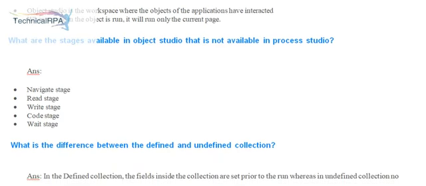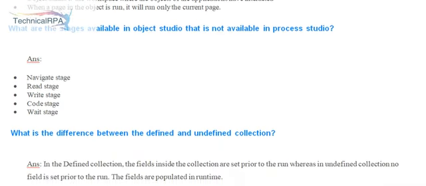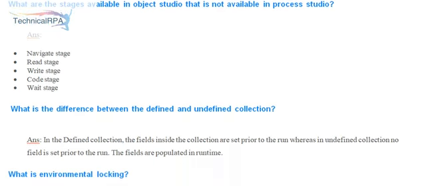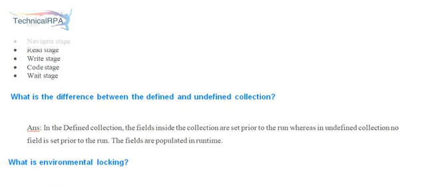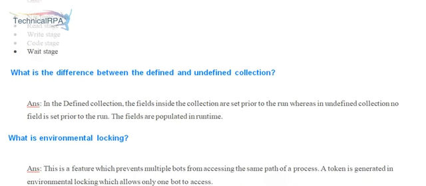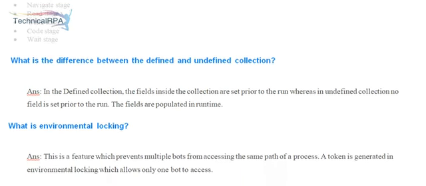What are the stages available in Object Studio that are not available in Process Studio? Navigate stage, Read stage, Write stage, Code stage, Wait stage.